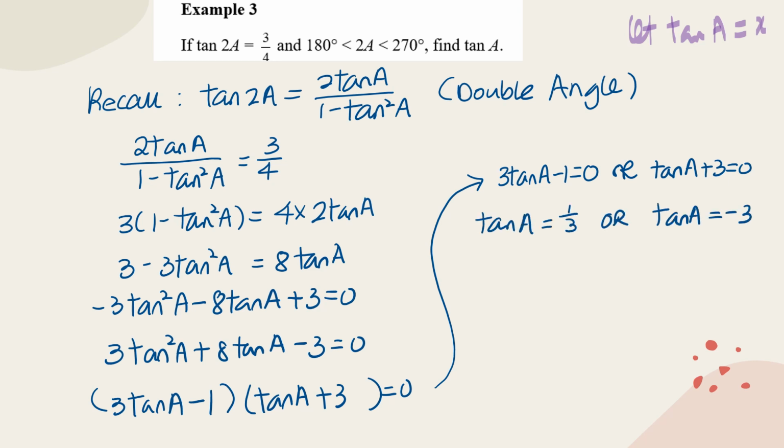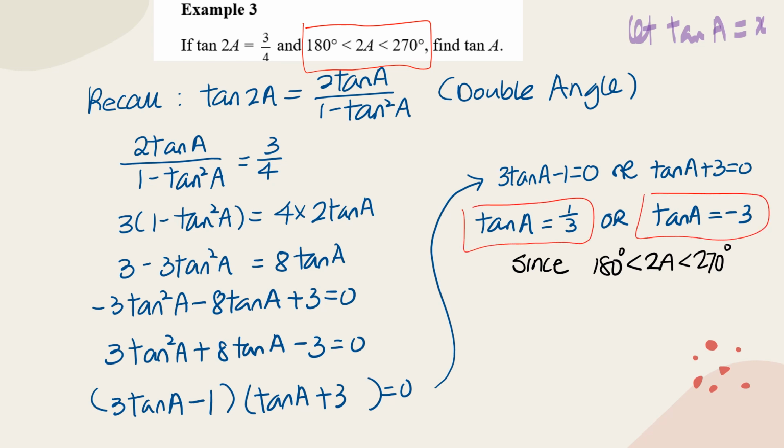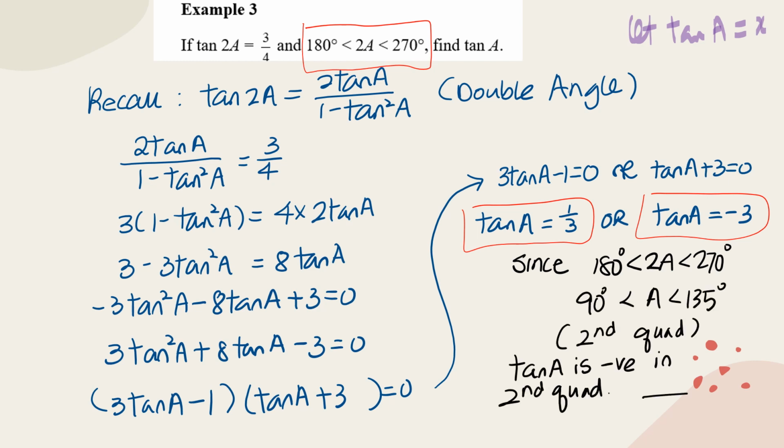All right, so we need to determine which one is our answer. And to do that, this information is very important. We need to make use of the information given there. It says that the angle 2A is between 180 to 270, so that will be in the third quadrant. So from there we can find angle A because we have tangent A. What we are interested in is angle A, not 2A. So to get A from 2A, you just divide both sides by 2. Right, so you end up A is between 90 to 135, and that's in the second quadrant.